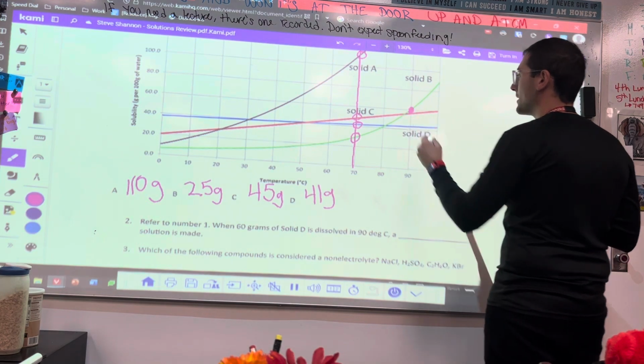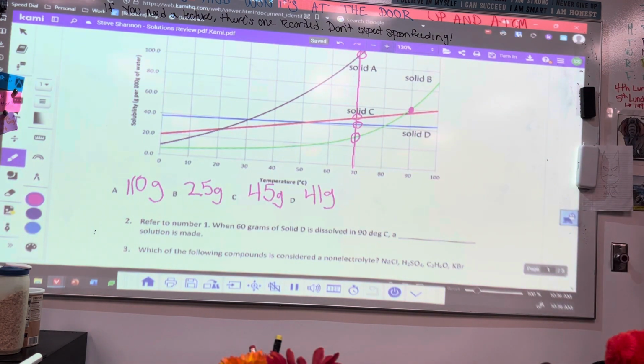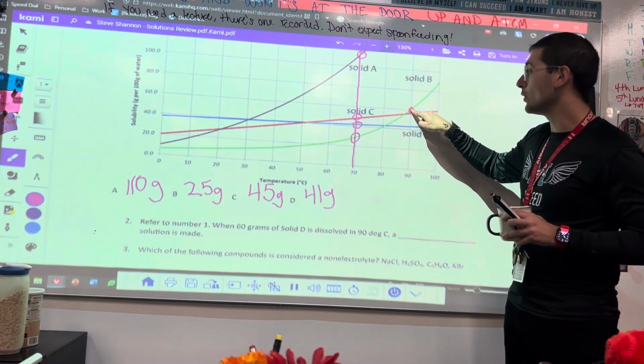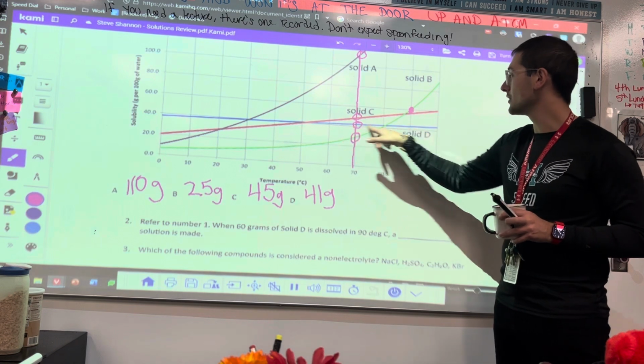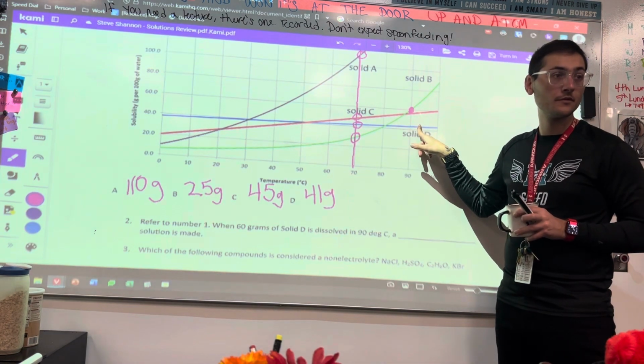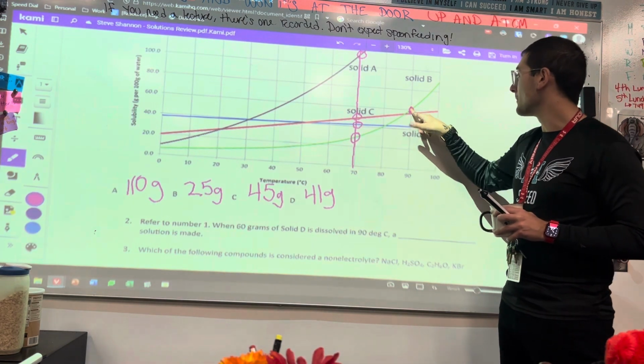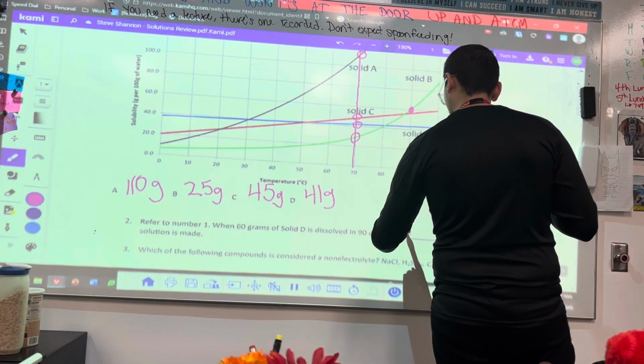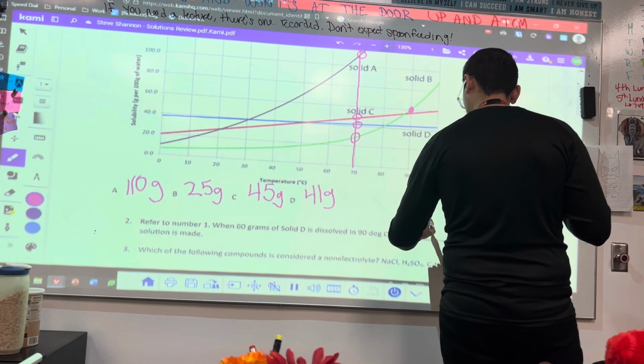Now that I've plotted my point, I need to answer that question in relation to solid D. Well, for solid D, my point is above the solid D line. That means that my point is supersaturated, because it is above the line.